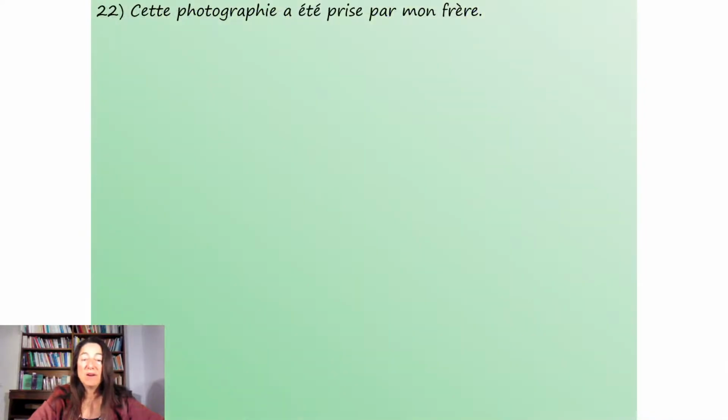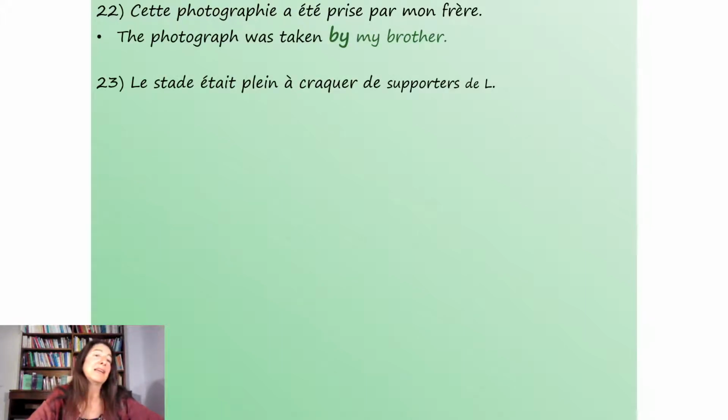Let's go on to translating this French sentence into English. Cette photographie a été prise par mon frère. Par mon frère is the agent, le complément d'agent, and it's introduced by par in French, and in English, the photograph was taken by my brother. So by my brother is the agent, and by is the most common preposition that is used to introduce agents, but it's not necessarily the only one.